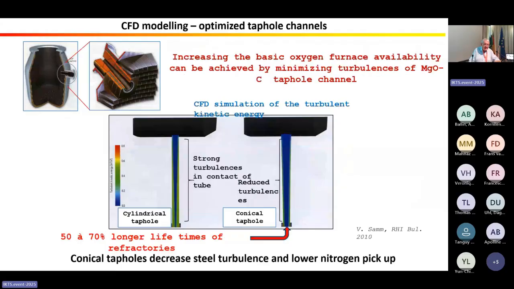Another example concerns the CFD modeling for the optimization of the tapered canals. The objective is to increase the basic oxygen furnace availability, which can be achieved by minimizing turbulence of magnesia graphite tapered canals. We observe here two simulations. A CFD simulation of turbulent kinetic energy in the case of cylindrical taper and conical taper, and we observe that the conical taper decreases steel turbulence and lowers nitrogen pickup. And in practice, we increase the lifetime of refractories by a ratio of 50 to 17%. So it's very important.